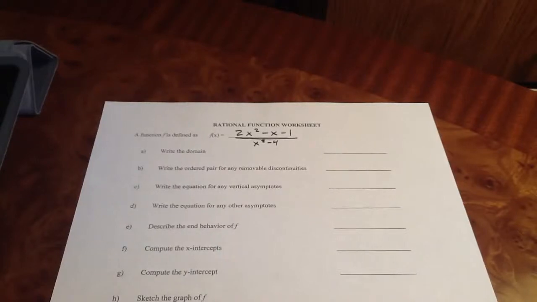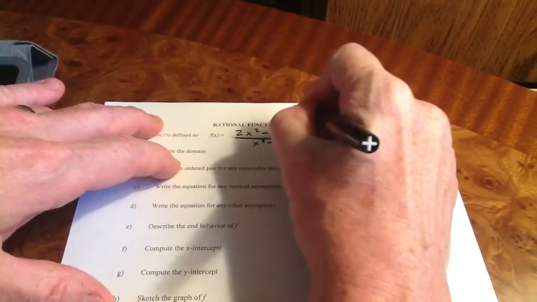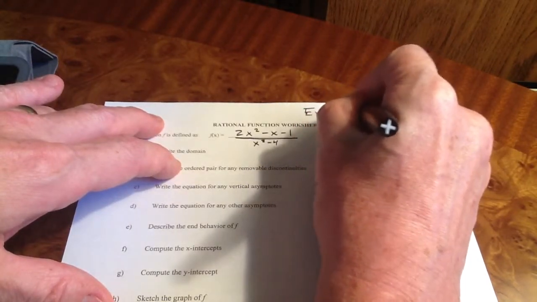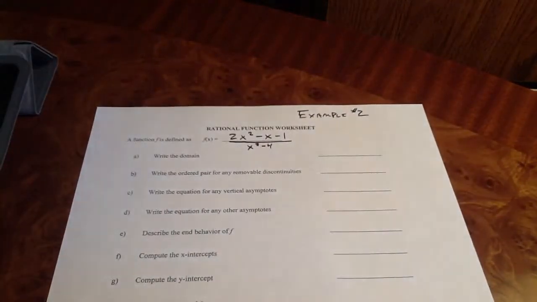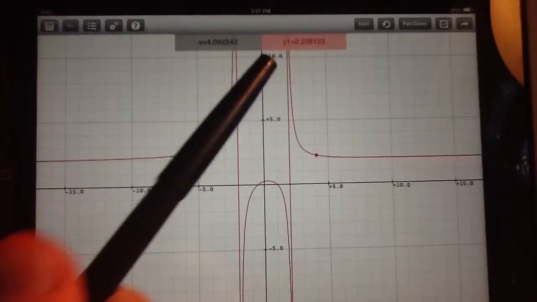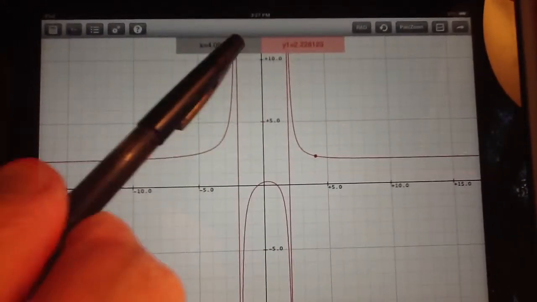Welcome to example number 2 for the rational functions. Let's take a look at what I've got here. So if I graph that function, I get something that looks about like that. You see I've got a loop up here, I've got a loop down here.